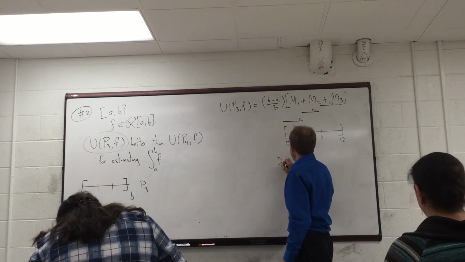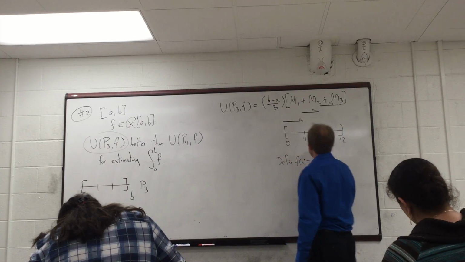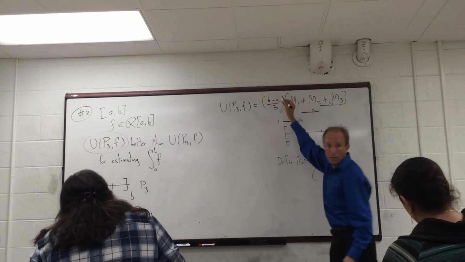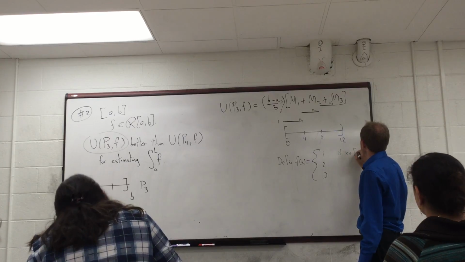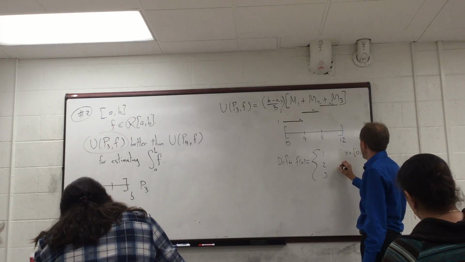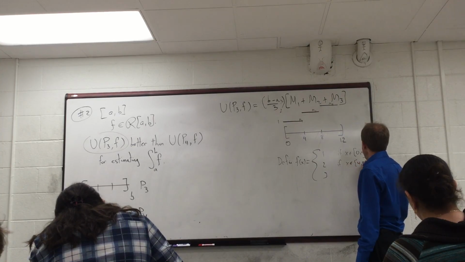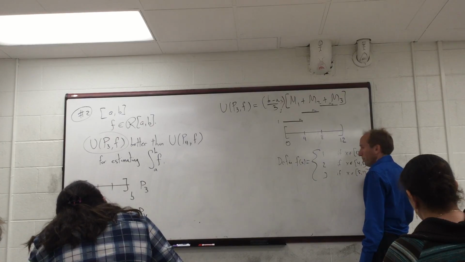Okay, so let's just make up something here. Let's define f of x to equal, now let's just say these numbers are 1, 2, and 3. 1 if x is between 0 and 4, 2 if x is between 4 and 8, and 3 if x is between 8 and 12.